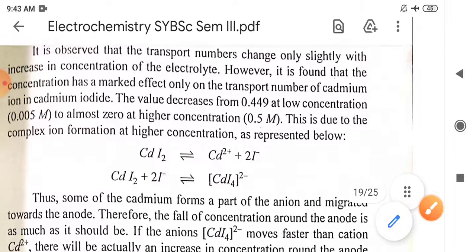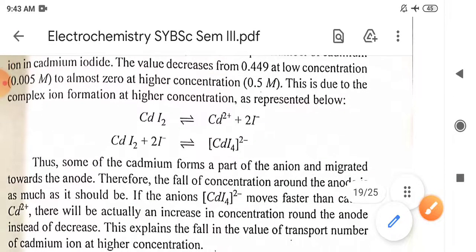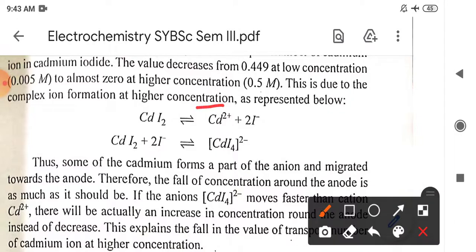So why is it so? This is due to complex ion formation at higher concentration, which is represented as below. Cadmium iodide will dissociate into what? Cadmium 2 plus and 2 I minus. But if we take a higher concentration of cadmium iodide, it forms a complex with the formula cadmium tetraiodide, that is CdI4 2 minus. Some of the cadmium forms part of this anion and migrates towards the anode.